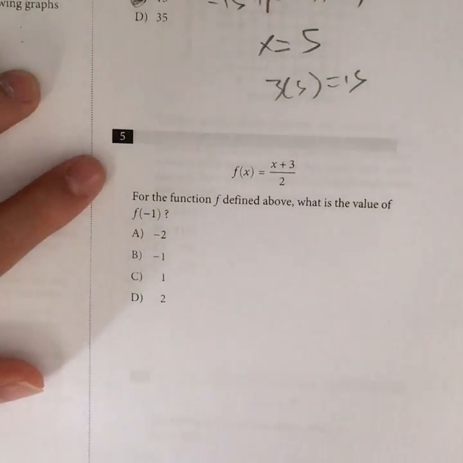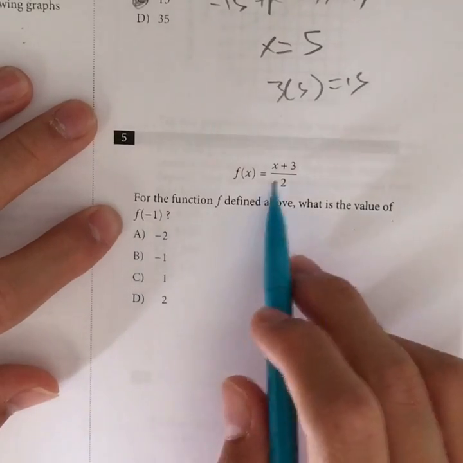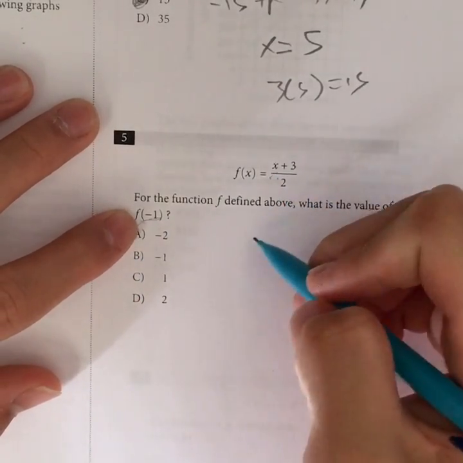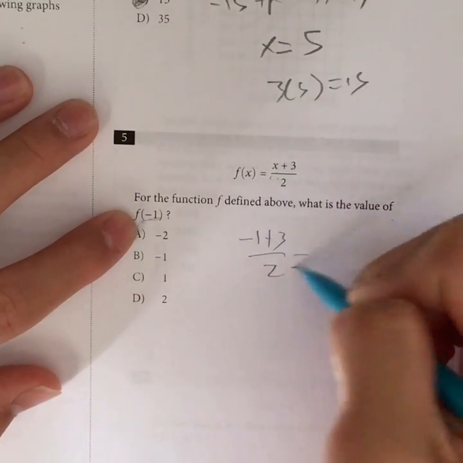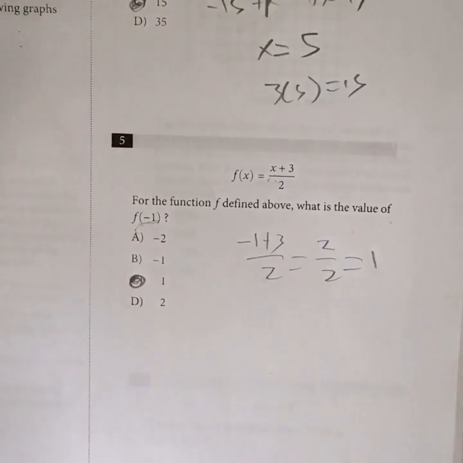And now let's move on to question 5. For the function f defined above, which of the following is the value of f of negative 1? F of negative 1 means you just plug in the value of negative 1 for x. That's negative 1 plus 3 over 2, giving us 2 over 2, which is equal to 1. Means our answer is going to be C.